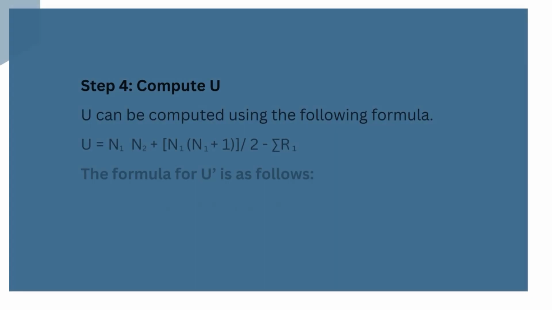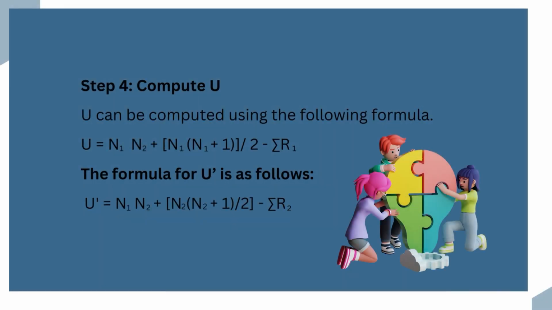Now, we have to compute U. U can be computed using the following formula. U is equal to n1 n2 plus n1 (n1 plus 1) divided by 2 minus summation R1. And the formula for U dash is as given underneath. U dash is equal to n1 multiplied by n2 plus n2 (n2 plus 1) divided by 2 minus summation R2.